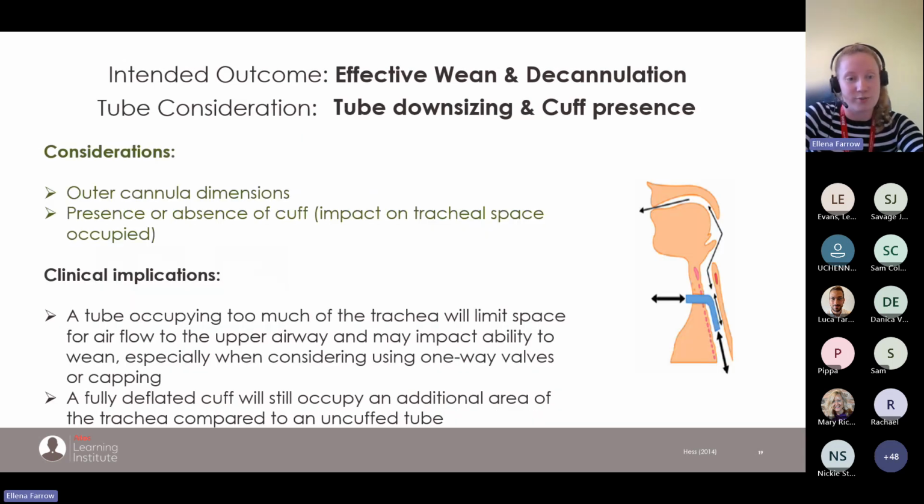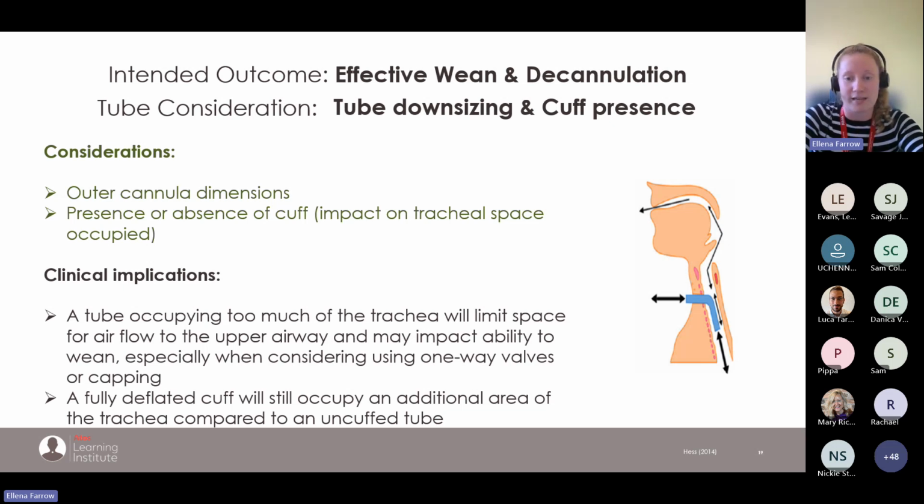So think about the next one, so effective weaning and decannulation. To wean or to decrease the dependency on the tube, we need to have space around the tube to allow that passage of air to the upper airway, as you can see in that image on the right. So the airflow to the upper airway then allows us to gain laryngeal resensitization, restore more normal breathing and cough mechanics, and allow the potential to voice through that airflow through the vocal cords.